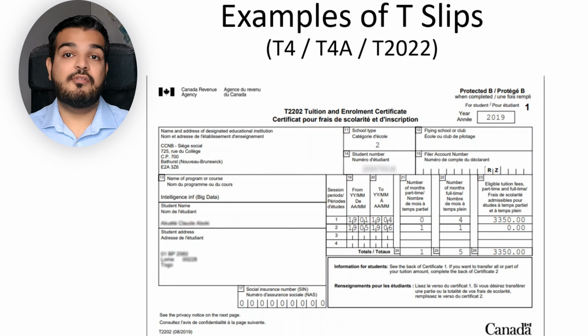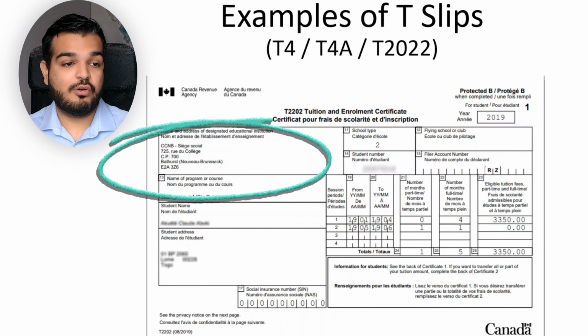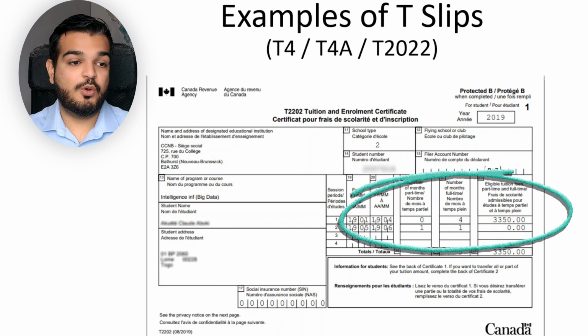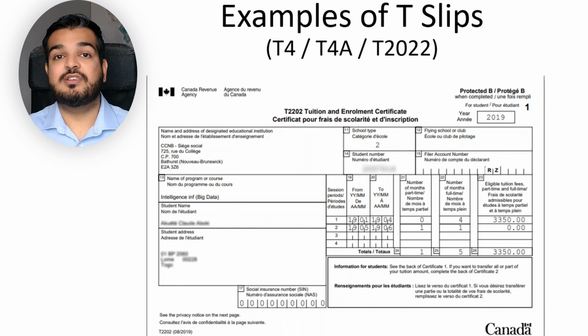This is an example of a T2202 slip. It will show you the name of the college or university, what program you're in, your student name, your student address, how much you paid, and whether you were a full-time student or a part-time student. This is what's used to determine the tax credit that you can receive on your tax return when you file, as part of the tuition tax credit.